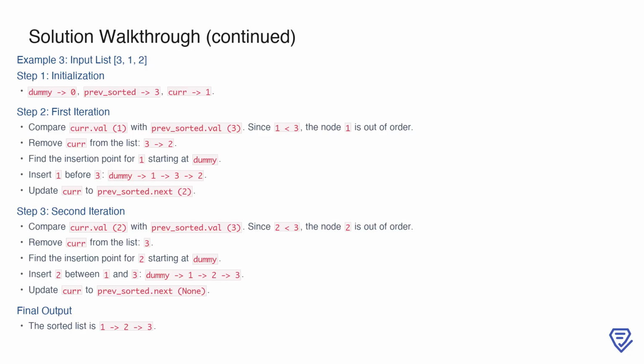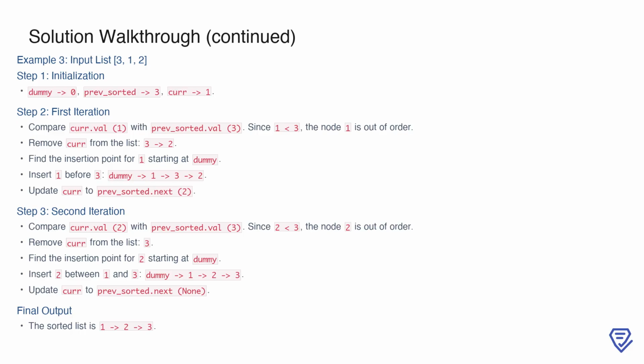In the first iteration, we compare cur.val, which is 1, with prev_sorted.val, which is 3. Since 1 is less than 3, the node with value 1 is out of order. To address this, we remove the node with value 1 from the list by updating prev_sorted.next to point to cur.next, resulting in the list 3-2. Then, starting at the dummy node, we find the correct position for the value 1. We insert it before the node with value 3, giving us the updated list dummy-1-3-2.